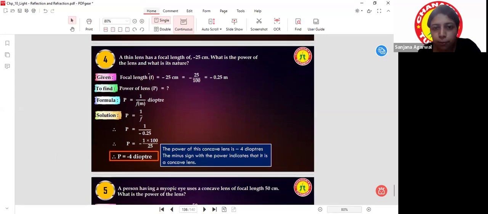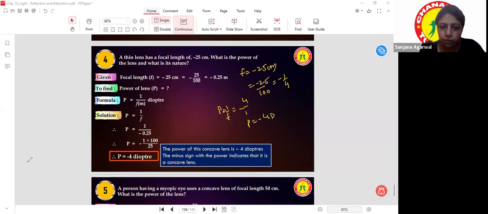A thin lens of focal length minus 25 centimeter. What is the power of the lens and what is its nature? Focal length is in centimeter again this time. So minus 25 centimeter, that means minus 25 divided by 100, we get minus 1 by 4. If you feel comfortable in dealing with fractions, then do not convert to decimal. Power equals 1 by F, so minus 1 by 4. We have got power as minus 4 diopter.